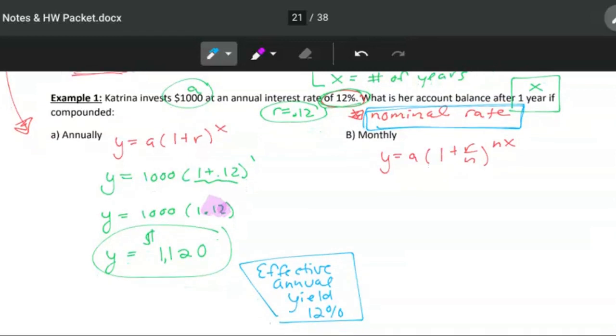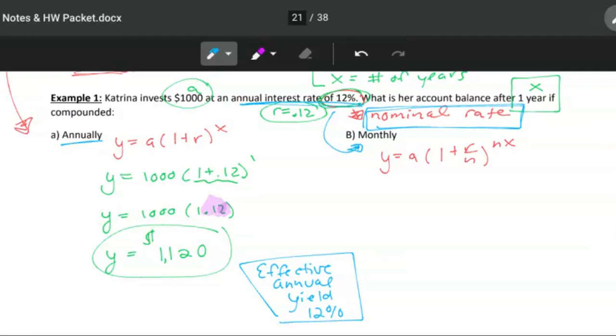Which should make sense. If they advertised an annual interest rate of 12%, and you're only getting that once a year, there's really no gray area there. They're advertising 12% and you got 12%. Whereas over here, it might be a little bit different. If you're getting that 12% every month, is it really 12% or is it a little bit more? Think about there being 12 months in a year. If you get 12% 12 times, what does that really turn out to be?